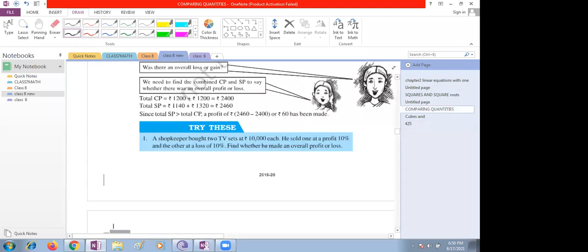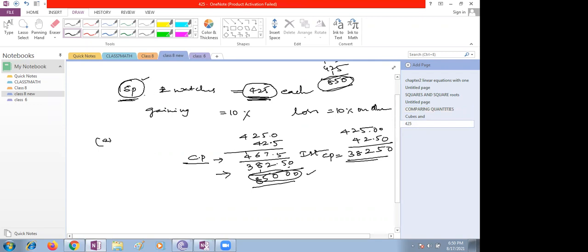Ma'am, can you explain the explanation that you gave? No, ma'am, this question's explanation which you gave, the 425 one. Oh, yeah. Just a minute. See, Shreya, you are giving it as a selling price. On selling price, they are getting 10% loss, 10% gain, right? So 10% gain means 42.50, so they are getting it as a profit. If you add up 425.0 plus 42.5, you are getting 467.5.